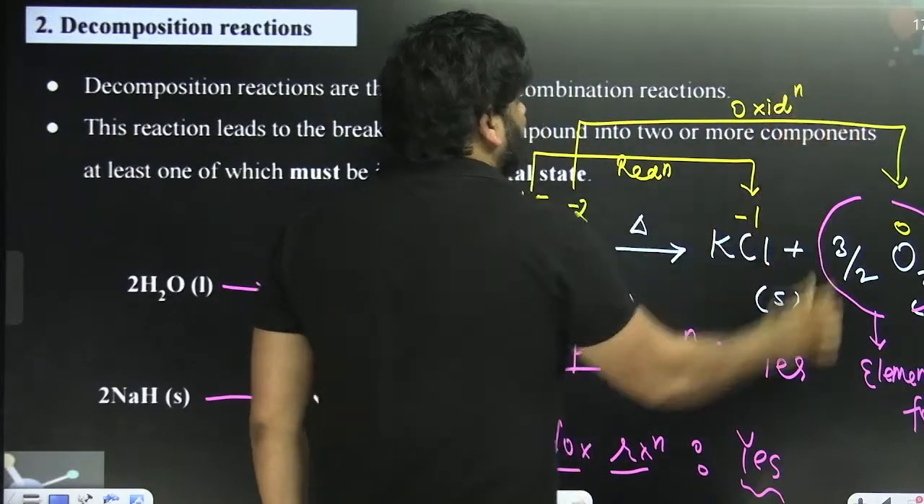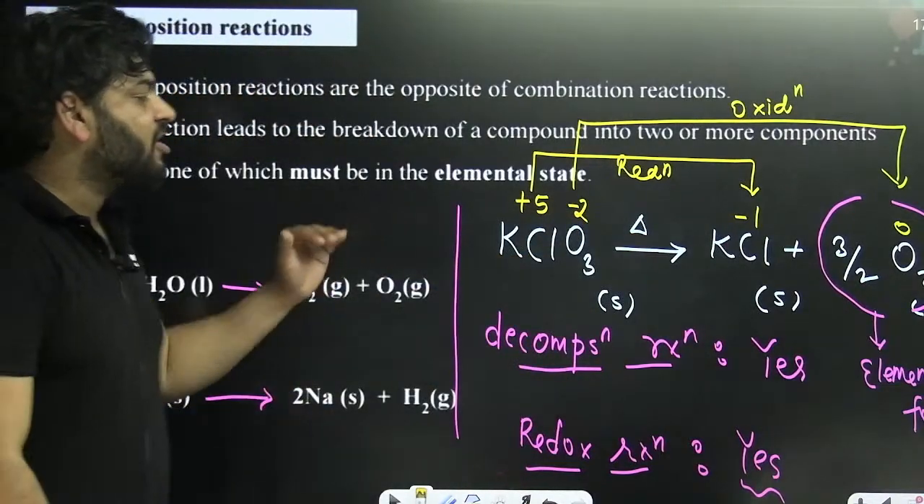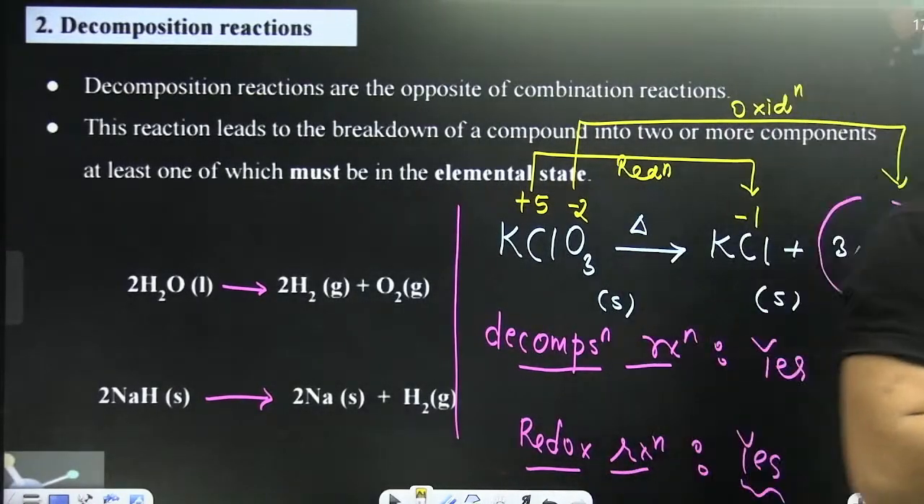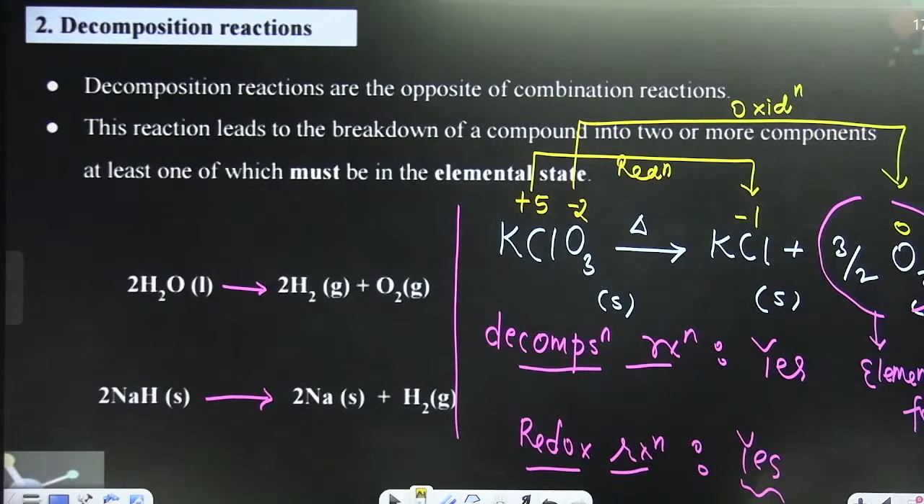Oxidation. And this type of reaction is called an intramolecular redox reaction, in which out of one molecule, only one of the species is undergoing oxidation, and the other is undergoing reduction.